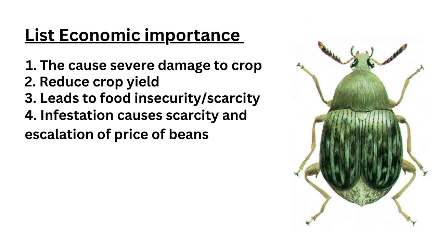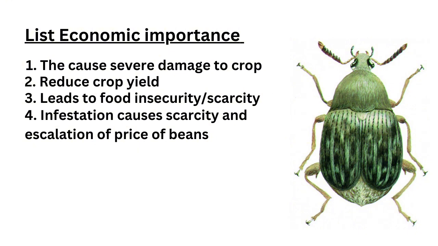In case you are asked to list the economic importance, these are the economic importance of specimen A. It is both positive importance and negative importance. It causes severe damage to crop. That's one of the economic importance of this specimen. Two, it reduces the crop yield. It leads to food insecurity and scarcity. So when this specimen feasts on the bean seed, it can destroy the crop and lead to scarcity.